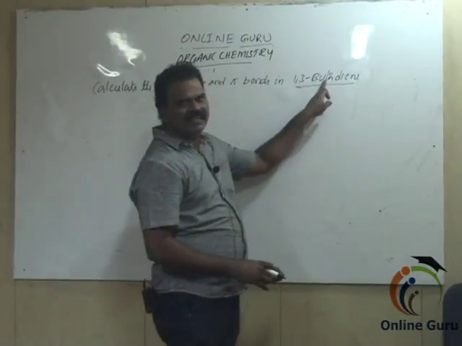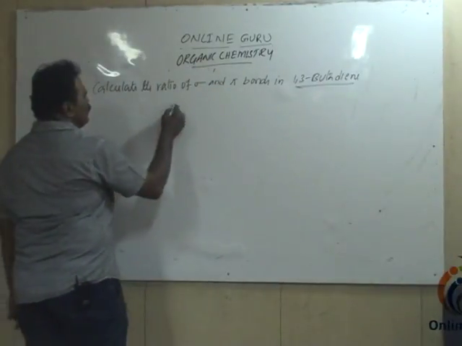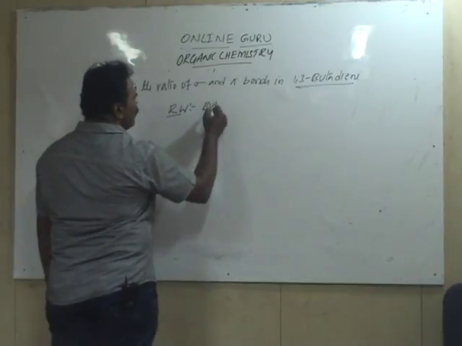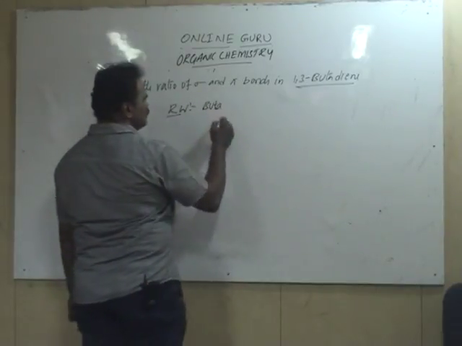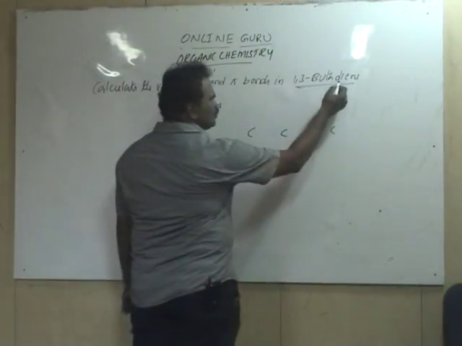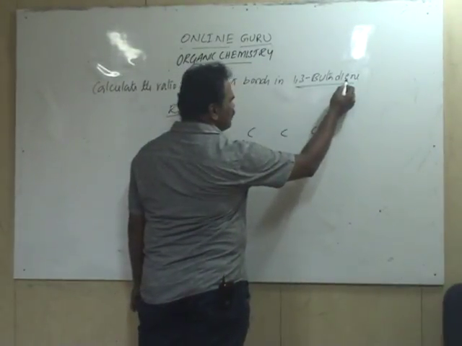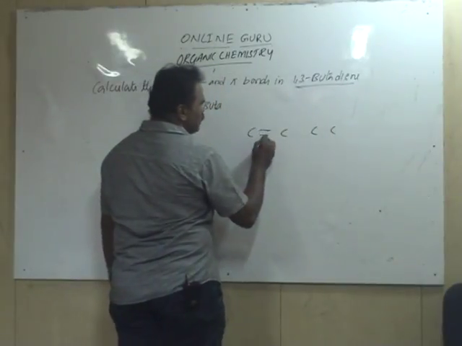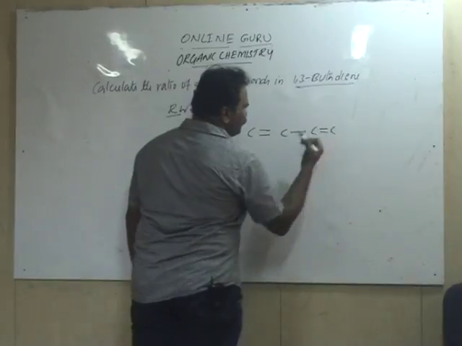Buta indicates the root word. The root word means the number of carbon atoms in the parent carbon chain. But indicates 4 carbon atoms: C, C, C, C. Di means 2, ene means there are 2 double bonds. The positions of the double bonds are first and third. So this is a double bond, then a single bond, then a double bond.